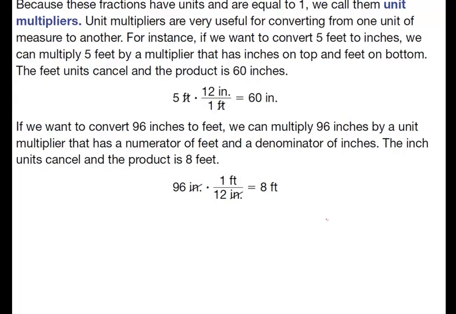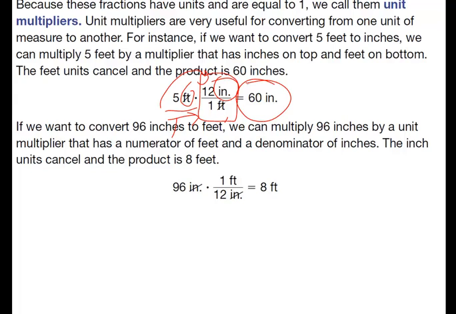In this example, we're asked to convert 5 feet to inches. So we use the unit multiplier: 12 inches is the same as 1 foot. The reason why we want to use that one is because we need feet down here as the denominator so that it can cancel out with the feet in the numerator of the 5. Once those cancel out, we get 5 times 12 is 60, and we're left with just the inches, and we get 60 inches.